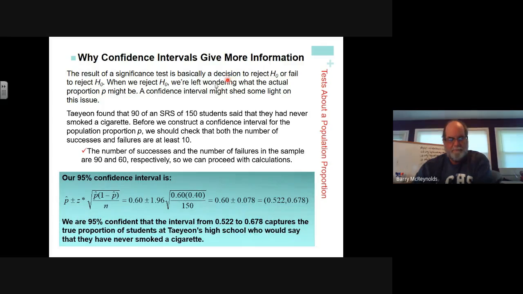So, see, then in the formula here, p-hat shows up everywhere. p-naught doesn't show up anywhere.